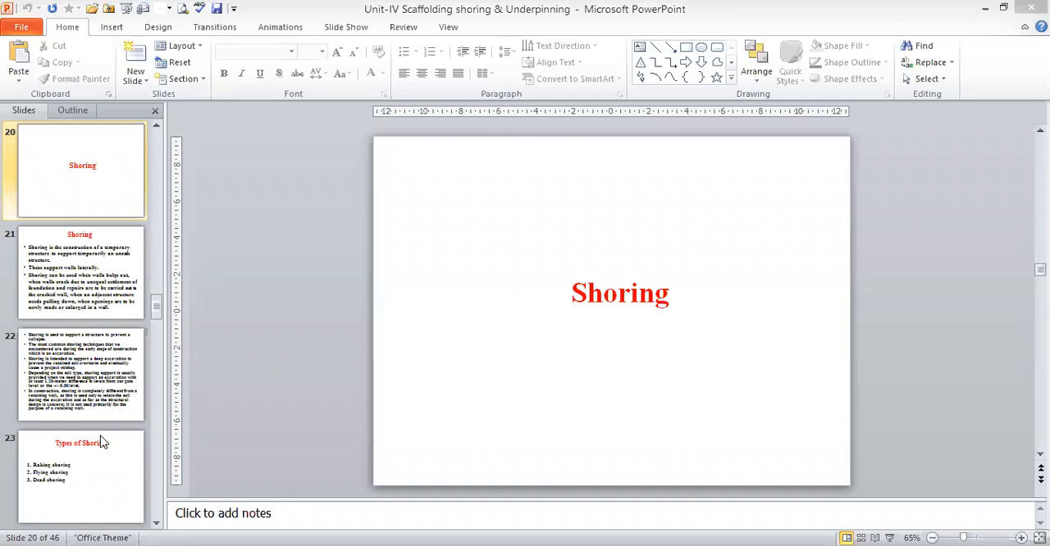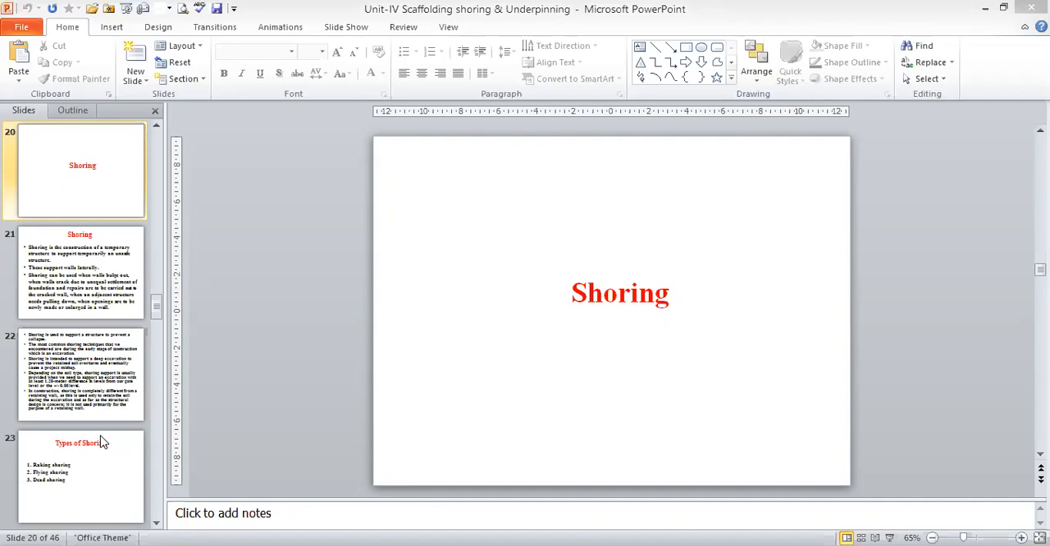Earlier, with scaffolding, we provide a temporary platform for the labor to move from one level to the other, to make sure that the construction is completed. But in the case of shoring, the structure is going to be unsafe, so we provide support to the structure, and we have to go for repair works or rebuild works. That is what we call shoring.